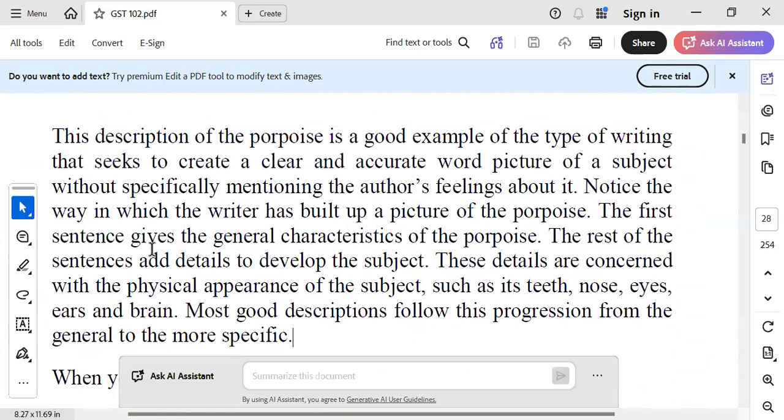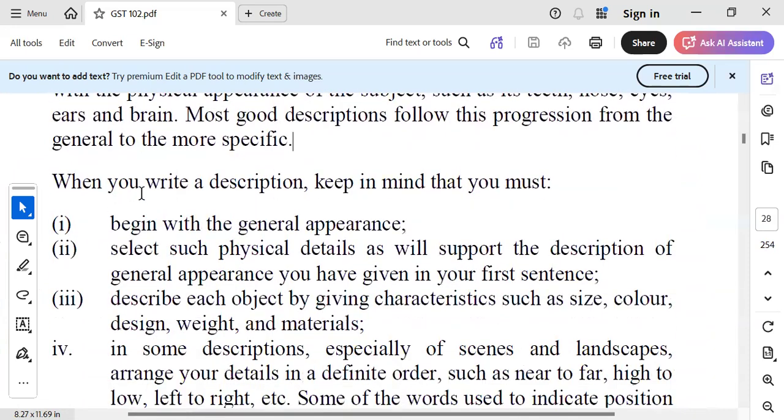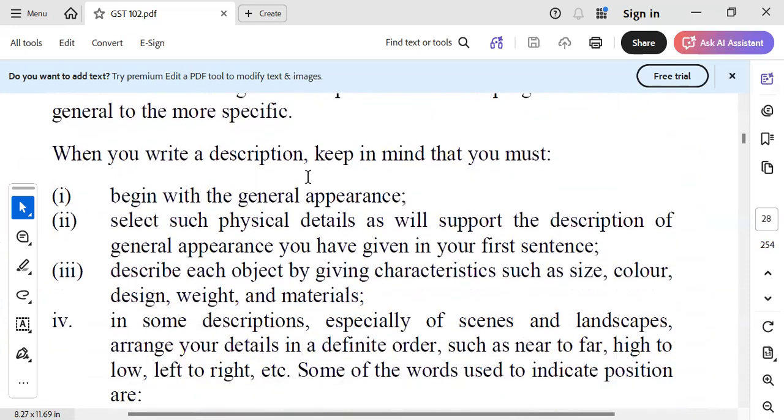So let's take this place that says, when you write a description, this is where we end the class tonight. When you write a description, keep in mind that you must do the following. 1, begin with the general appearance of that thing. Please, this is how you learn to write a description.